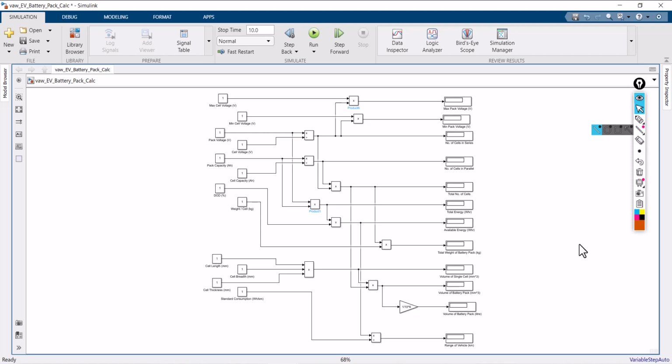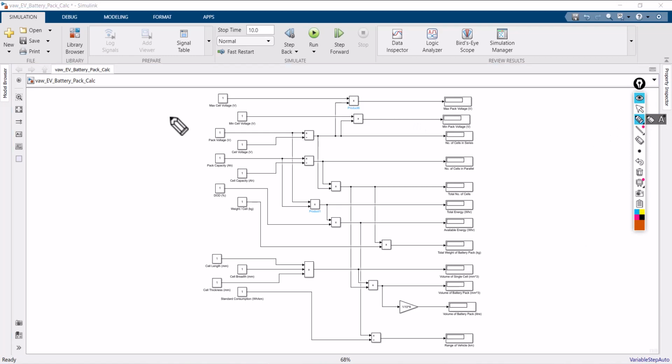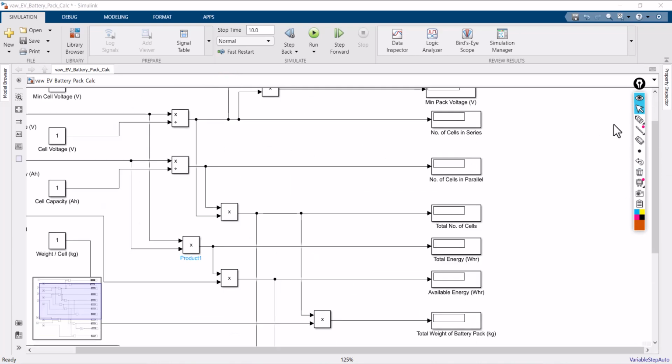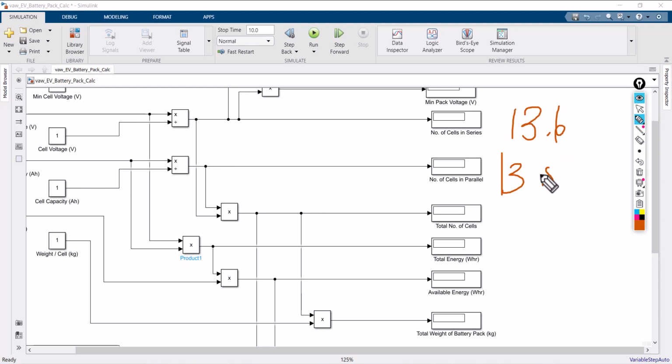Here, one change I'm going to include. Whatever values you give as inputs, it will do the calculation. So if you take this case as an example, if you divide the pack voltage by the cell voltage, it will give you some floating point values. Say, 13.6, 13.5, something like that, or 13.2.